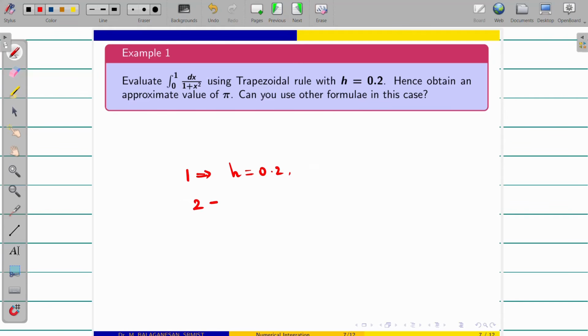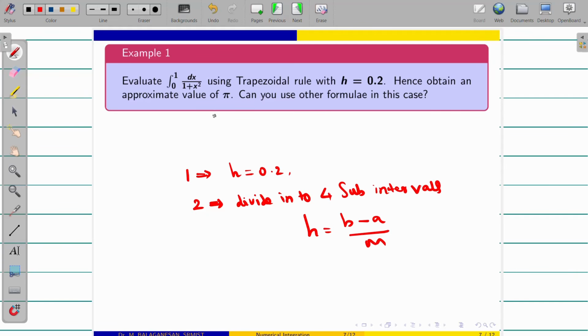Second one, they won't specify h. They will ask to divide into four subintervals, or six subintervals, or 10 subintervals. By the time you have to use the formula to find the value of h. h is equal to b minus a divided by n.